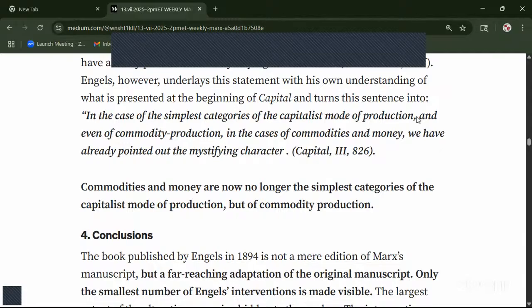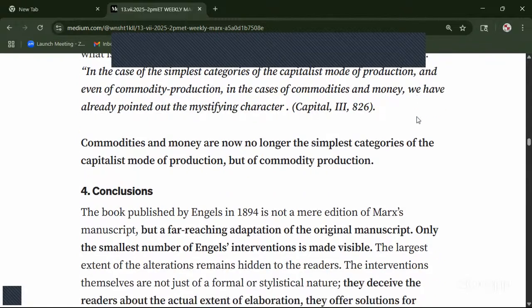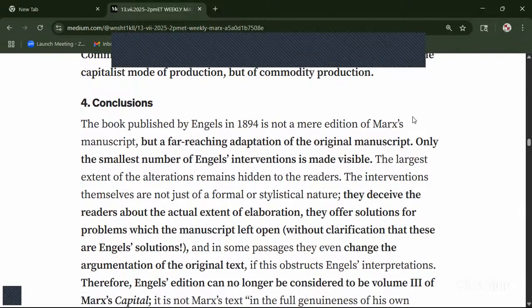Conclusions. Number 4: the book published by Engels in 1894 is not a mere edition of Marx's manuscript, but a far-reaching adaptation of the original manuscript. Only the smallest number of Engels' interventions is made visible. The largest extent of the alterations remains hidden from the readers. The interventions themselves are not just of a formal or stylistic nature. They deceive the readers about the actual extent of elaboration. They offer solutions for problems which the manuscript left open without clarifying that these are Engels' solutions. And in some passages, they even change the argumentation of the original text if this obstructs Engels' interpretation.